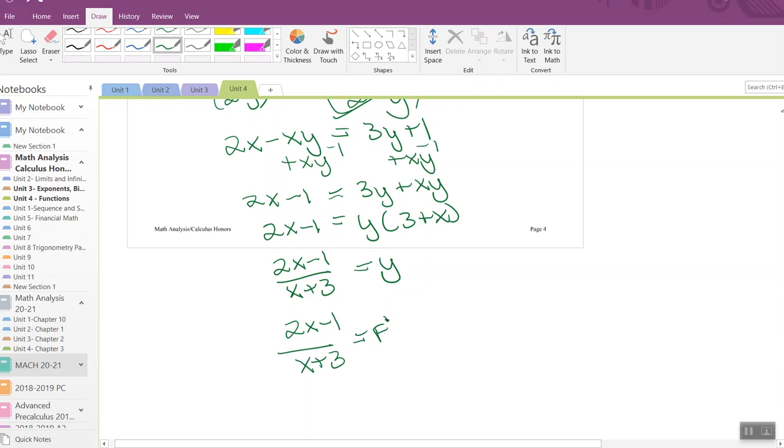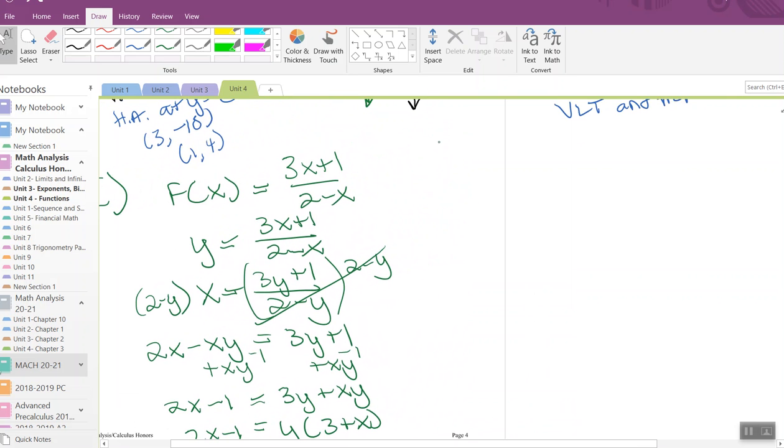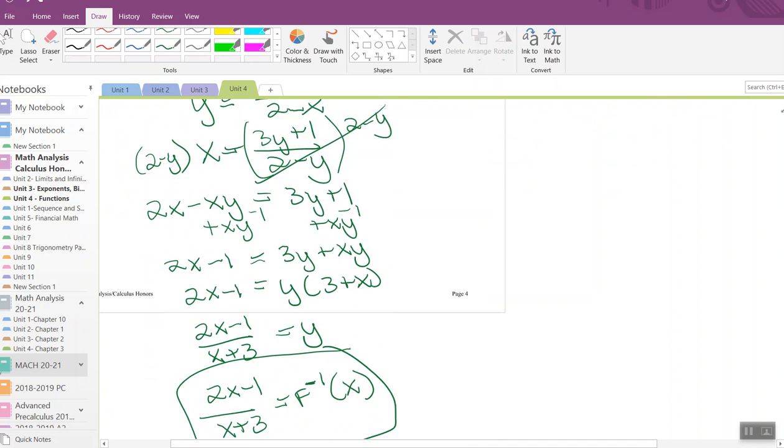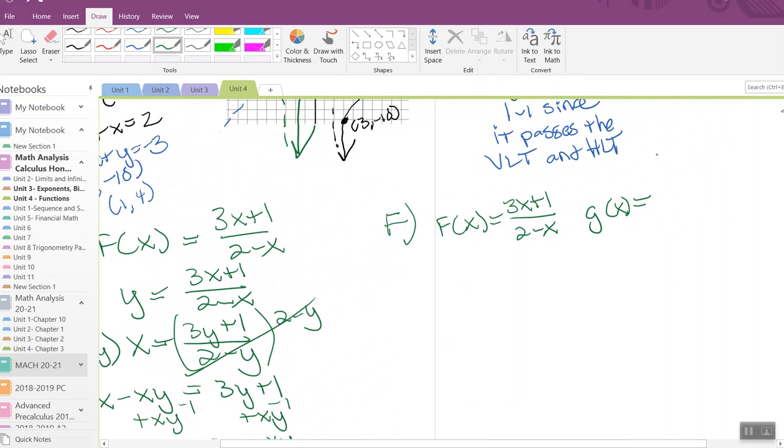That is the inverse of the f function. So that is part E. As far as part F goes, proving that they are inverses. So remember, f of x is going to equal (3x plus 1) over (2 minus x). G of x, the inverse, is going to be (2x minus 1) over (x plus 3).